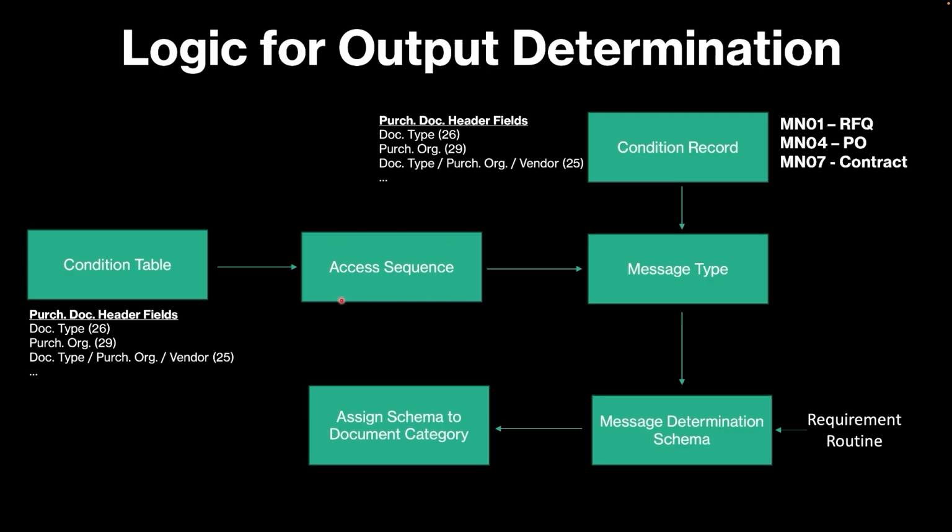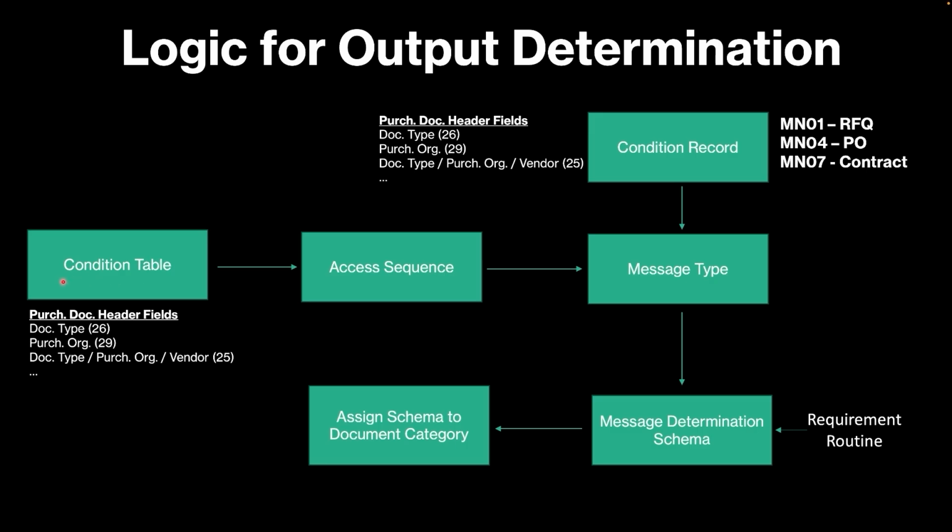Now, what is an access sequence? Let's say that you maintain condition record against multiple combinations. That is, you maintain against document type also, and you maintain against document type, purchase organization, and vendor also. Then which condition record should the system select? The system will determine that from something called as access sequence. Here you will enter a sequence of all these tables which the system will search from top to bottom, and wherever the system finds the condition record, it will stop there and will not search further. So this access sequence will basically help the system to determine the unique condition record.